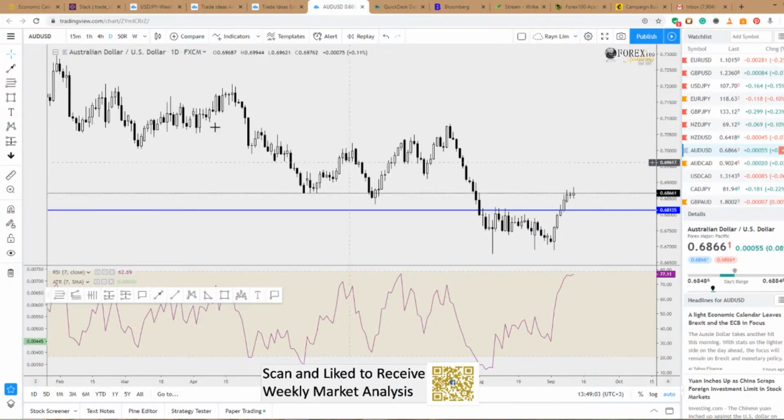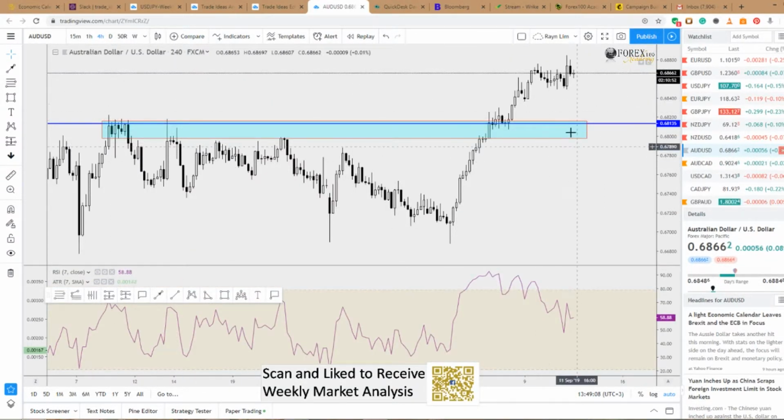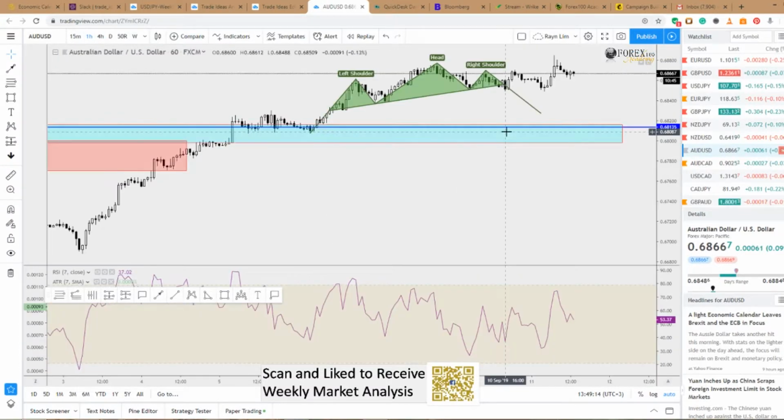Just a support line over here, 6813. 4 hour, buy zone over here, looking for buying opportunity at this level, for traders who are still looking for long. To the 1 hour, this is a rough plot. Basically I don't mean it, that's why I am just still observing.